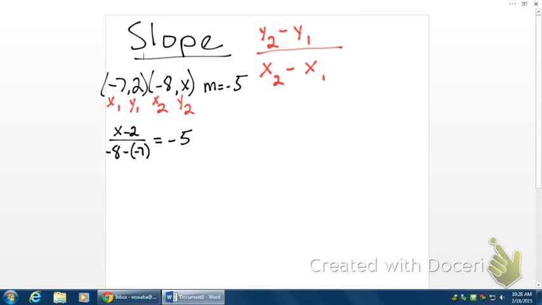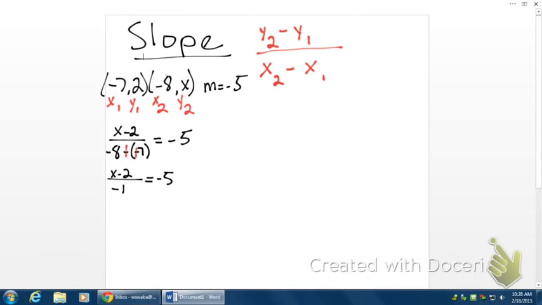Now, let's go ahead and simplify this as much as we can. I can simplify this bottom part first. 2 negatives right here become positive. So that's really a negative 8 plus 7. So x minus 2, that stays the same. And negative 8 plus 7 gives me a negative 1, is equal to a negative 5.